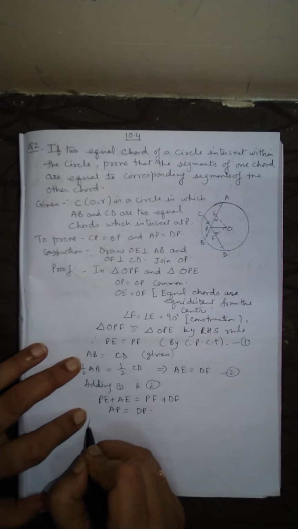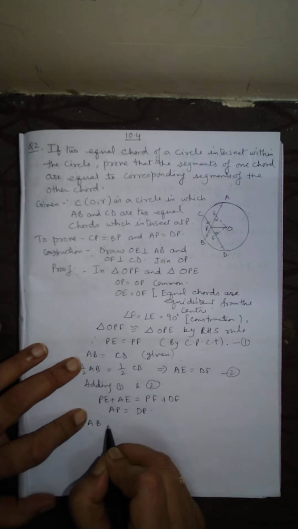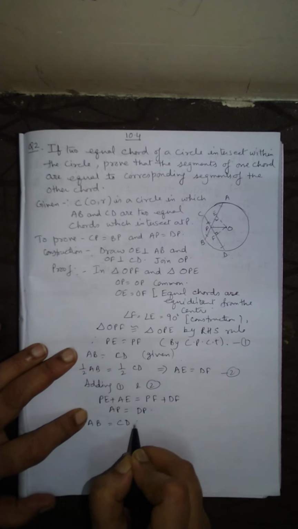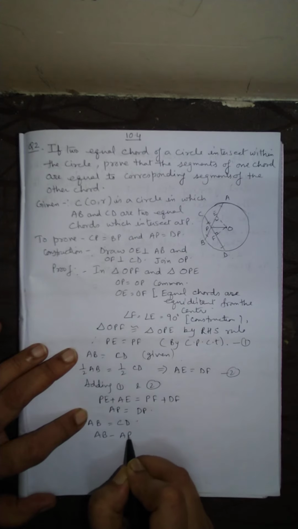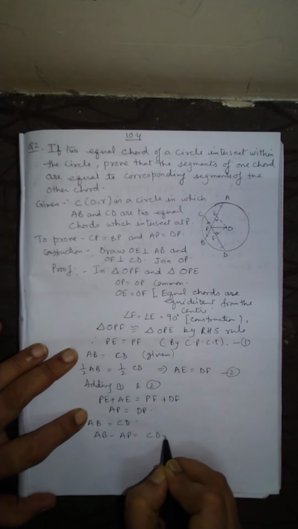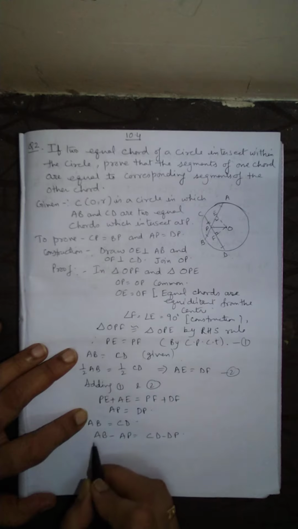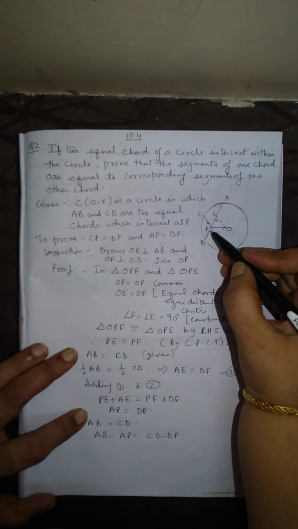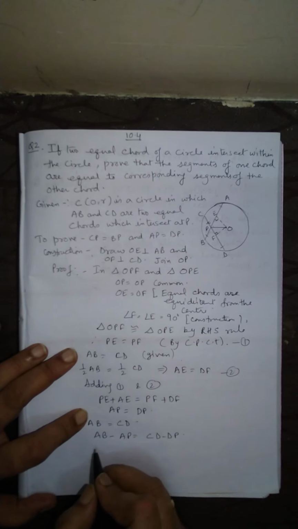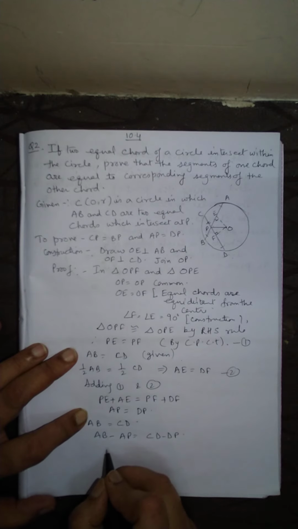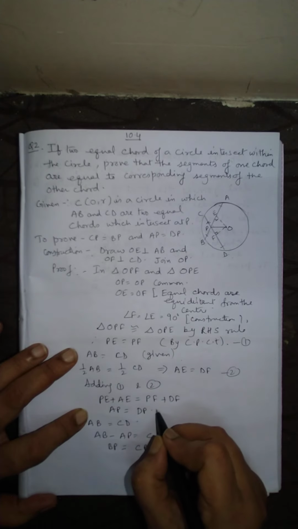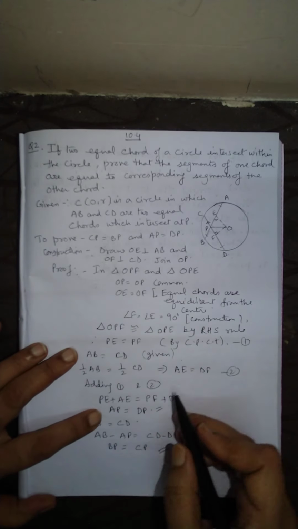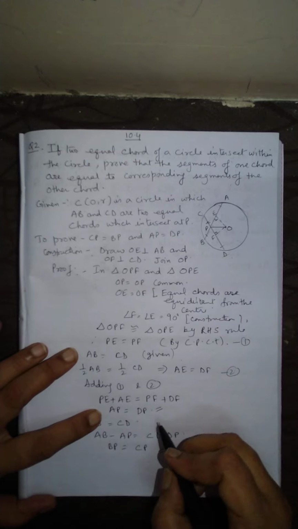Now AB equals CD, given. AB minus AP equals CD minus DP, and AB minus AP is your BP. So it is BP equals CP. This was to prove. Means the segments are equal.